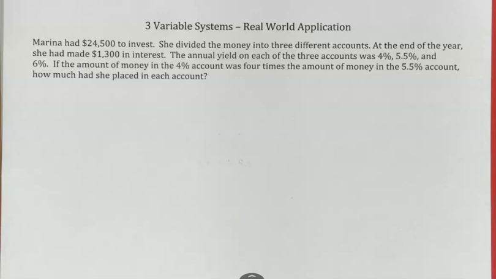So Marina had $24,500 to invest. She divided the money into three accounts. At the end of the year, she made $1,300 in interest. The annual yield on each of these accounts was 4%, 5.5%, and 6%. If the amount of money in the 4% account was 4 times the amount of money in the 5.5% account, how much had she placed in each account?